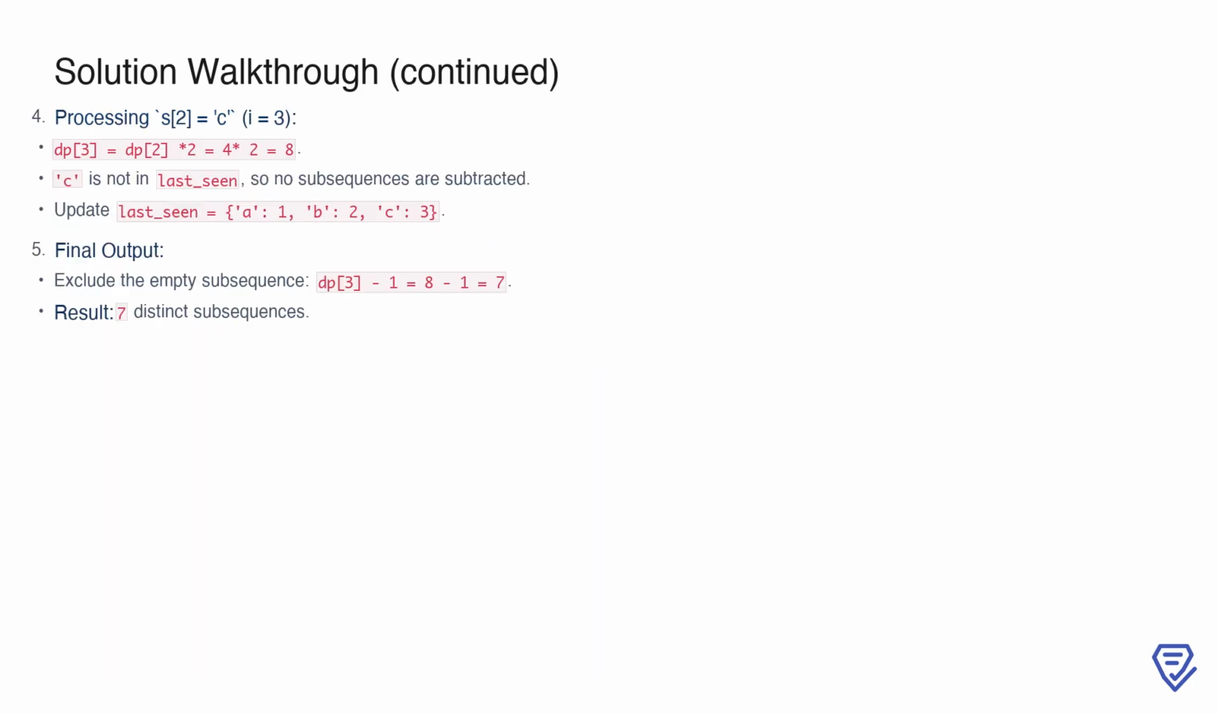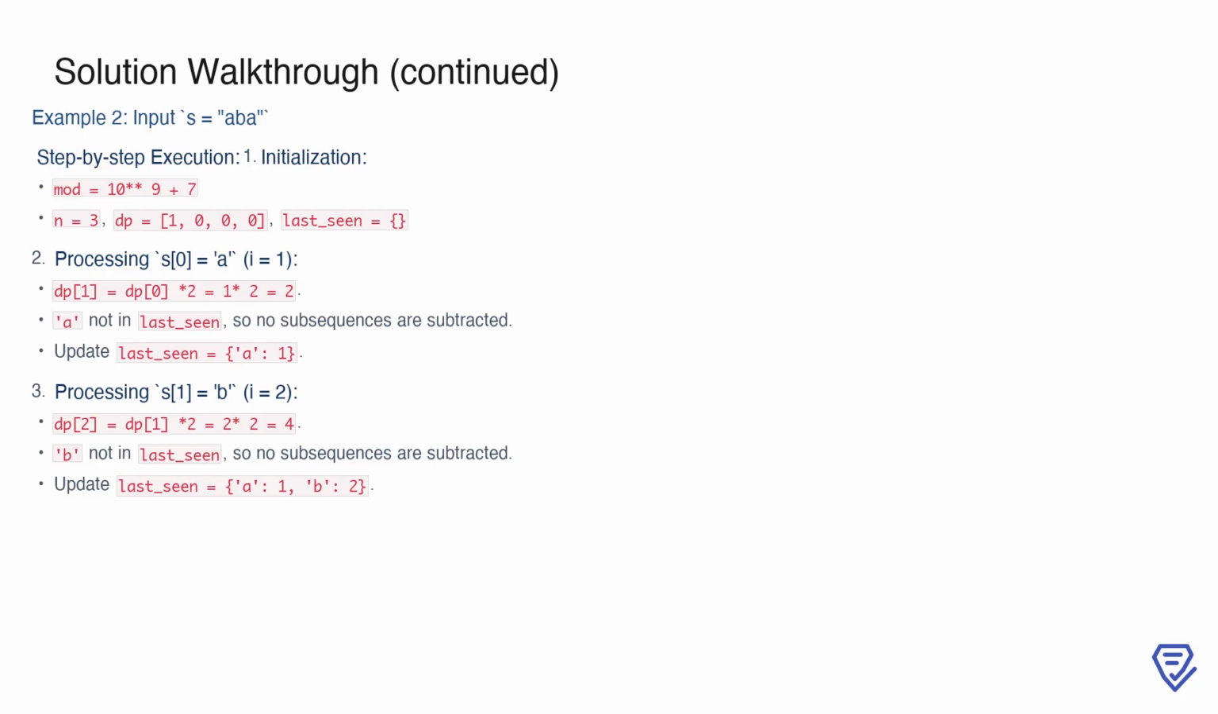Now, for the third character c, we calculate DP[3] as DP[2] multiplied by 2, which gives 8. Since c is also new and has not been seen before, no subsequences are subtracted. We update last_seen to record that c was last seen at position 3. At this point, we have DP[3] as 8, which includes all possible subsequences, including the empty subsequence. To exclude the empty subsequence, we subtract 1 from DP[3], resulting in 7. This means there are 7 distinct subsequences of the string ABC.